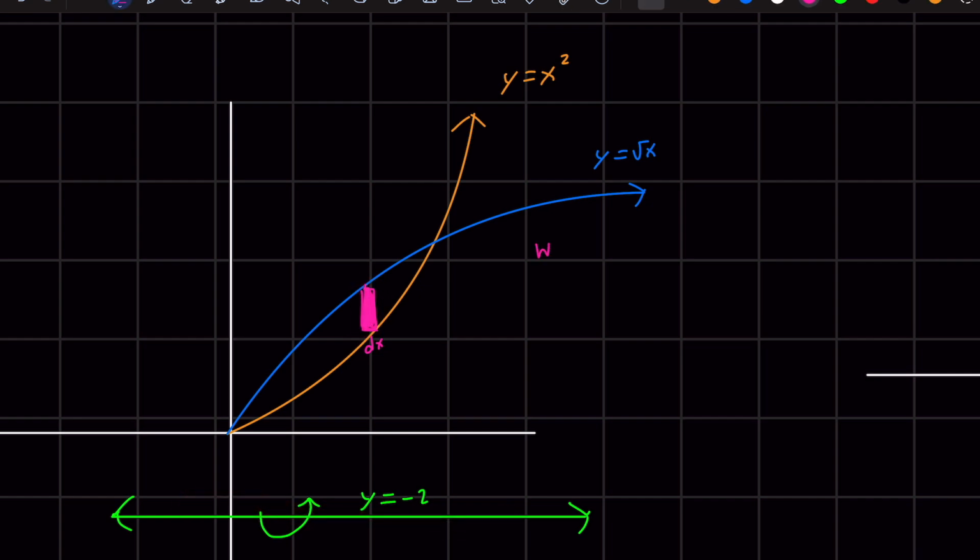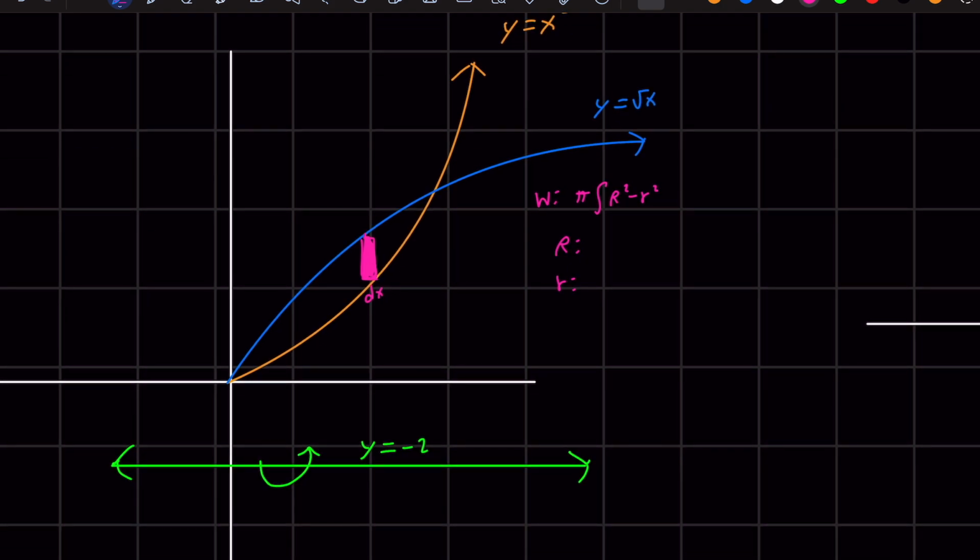So again, washer is pi big R squared minus little r squared. So we need big R and we need little r. Now look at your axis of rotation. It's right here. So I draw a circle right here. And I know that I want to go and touch the outermost function. The outermost function is going to give me the big radius.